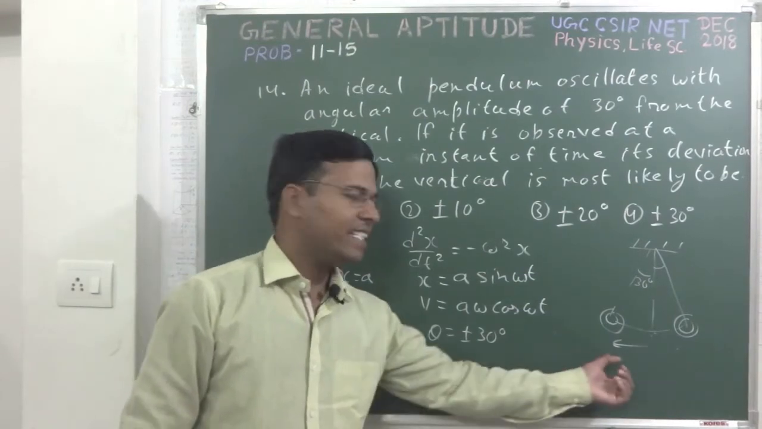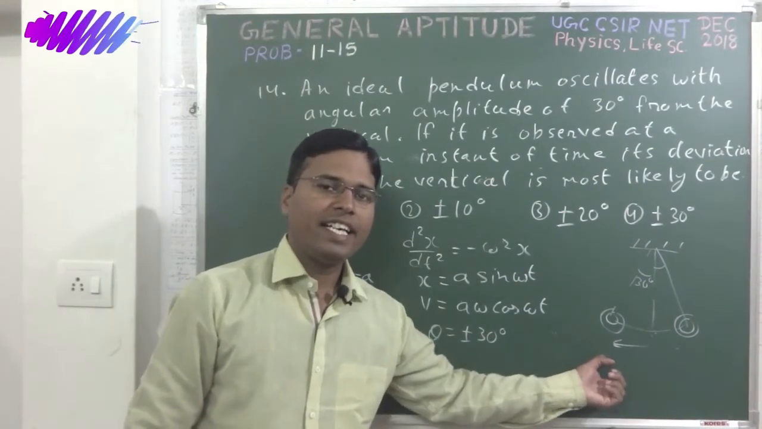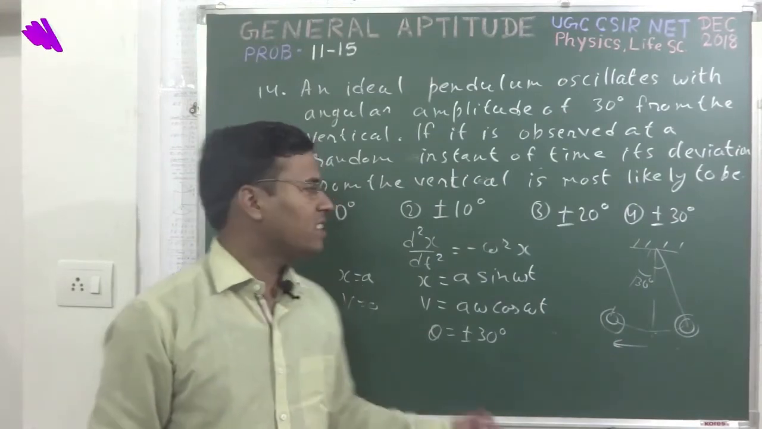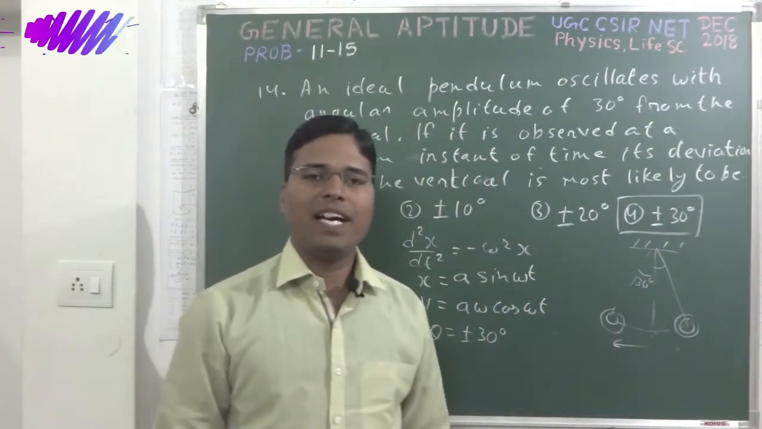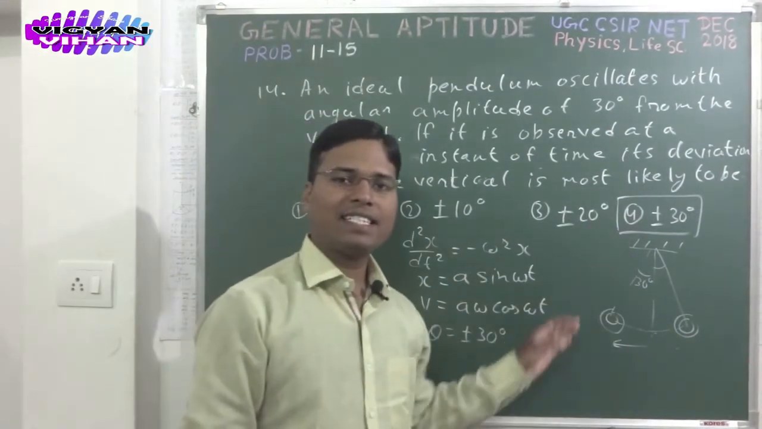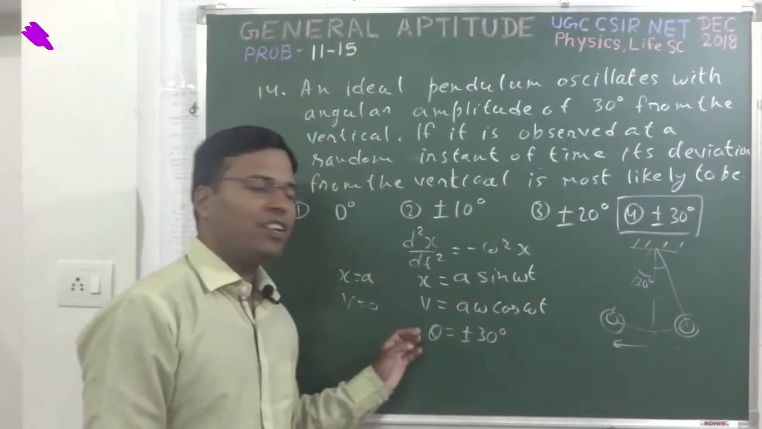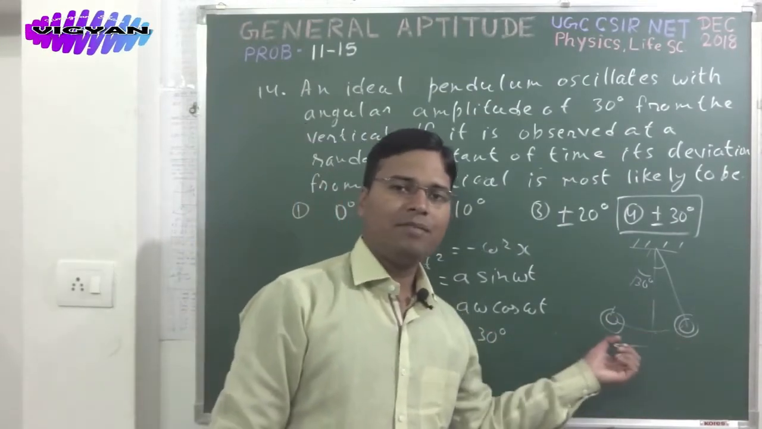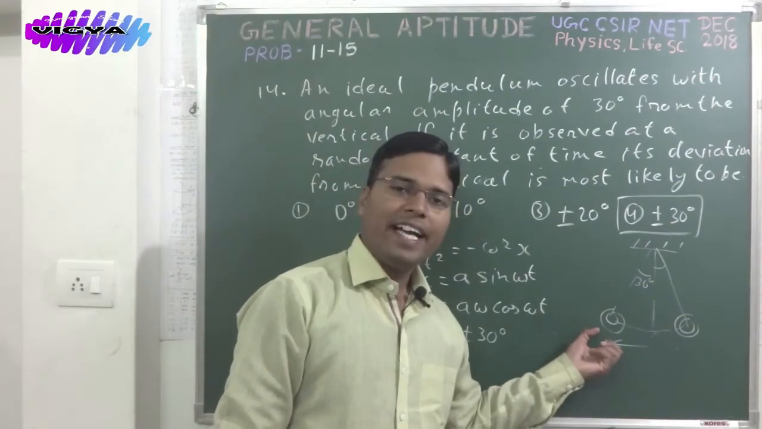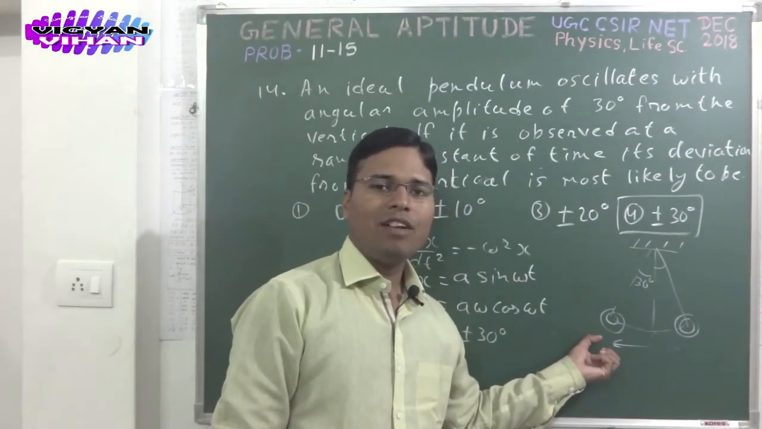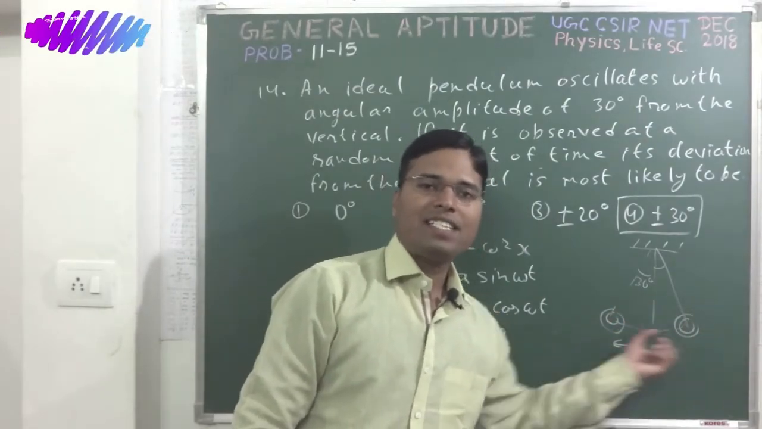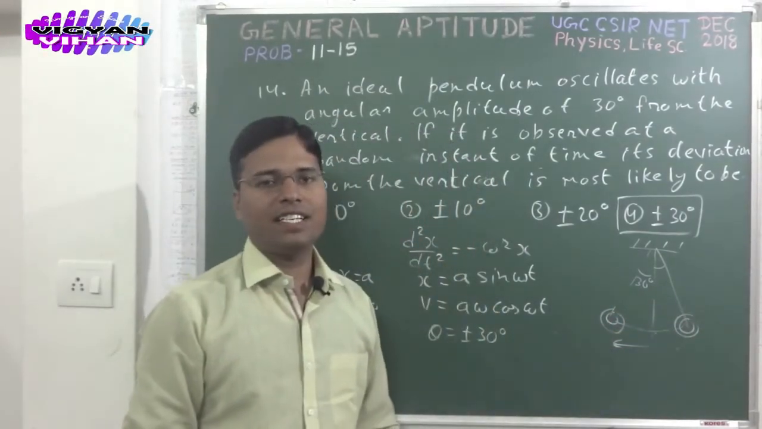You can understand this logic. So, the correct answer of this problem is option 4, plus minus 30 degrees. For this plus minus 30 degree angle, the velocity of the pendulum at these extreme conditions is 0. So, most of the time, the pendulum will be at the position of plus or minus 30 degrees angular deviation.